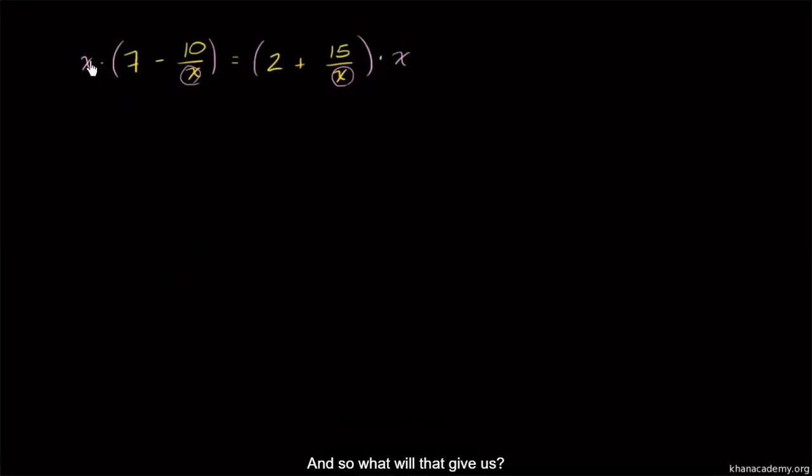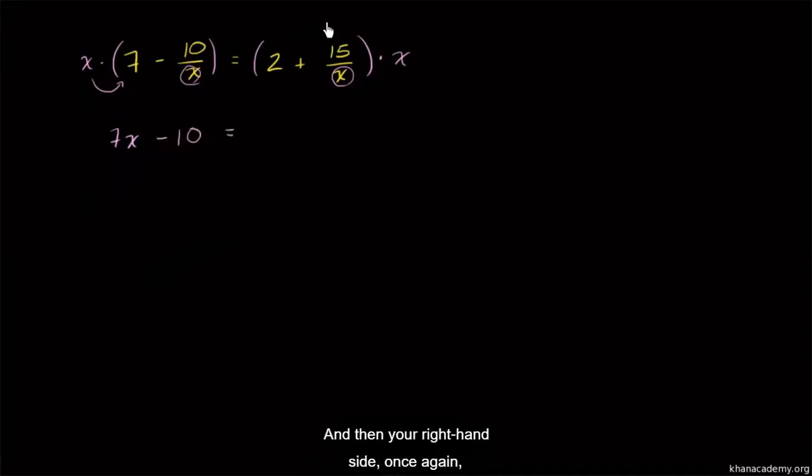And so what will that give us? We distribute the x. We get x times 7 is 7x. And then x times negative 10 over x is just going to be negative 10. So the left-hand side simplifies to 7x minus 10. Then on the right-hand side, once again, distribute the x. X times 2 is 2x. X times 15 over x, well, x times something over x is just going to be the something, so 15. So now we've simplified this to a linear equation.